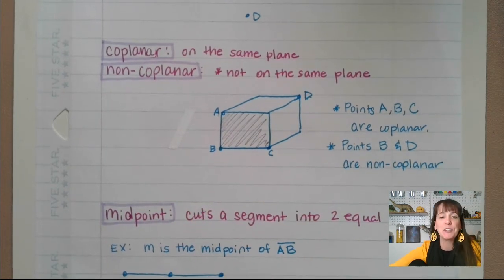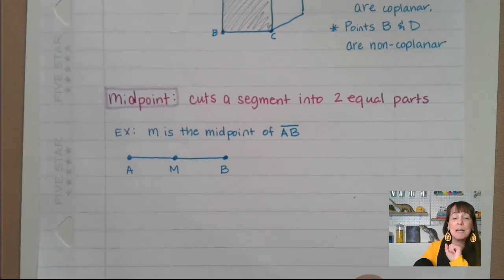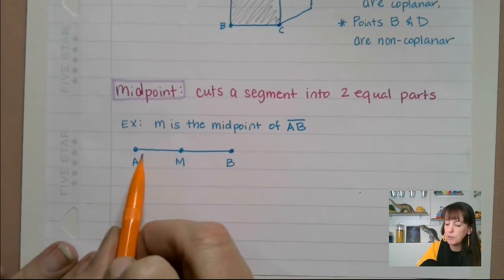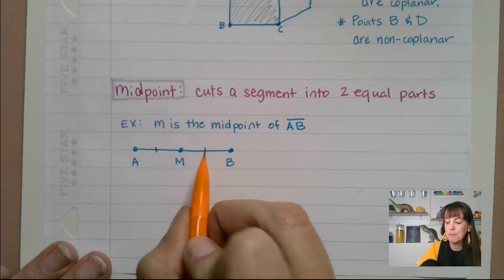Okay, finally, another good vocab word is midpoint. What this does is cut a segment into 2 equal halves. So if we have M is the midpoint of AB, that means we have 2 equal halves here. AM is going to be the same as MB.